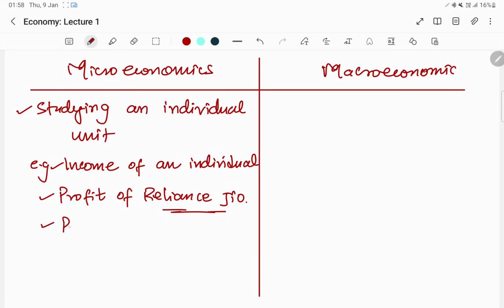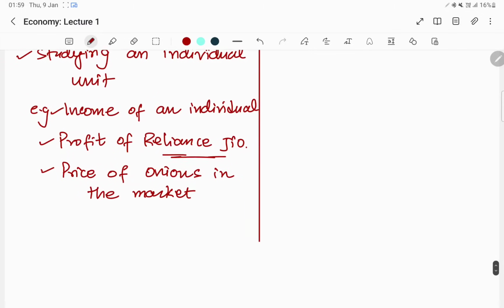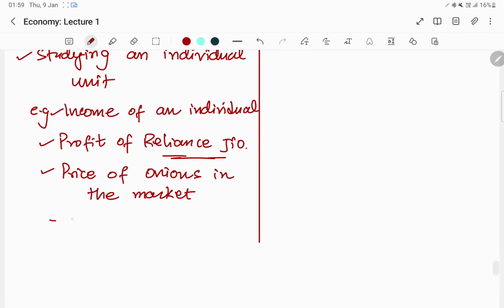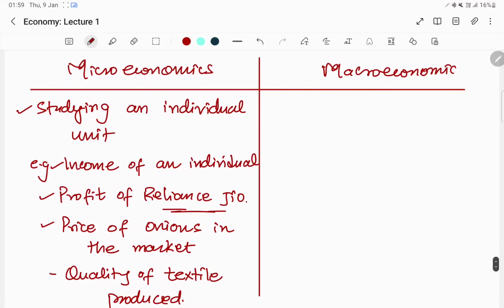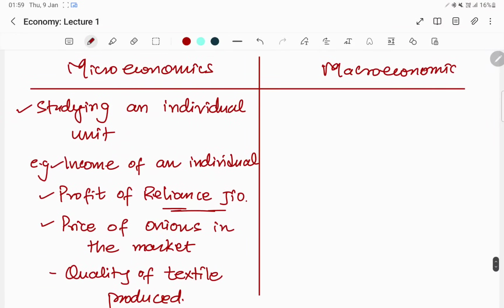Then price of onions in the market. If you are studying this, then it is part of what? Microeconomics. For example, the quantity of textile produced in an economy. So these are what? Related to one single individual unit. That's why these are part of microeconomics. Now we will see what macroeconomics is then.